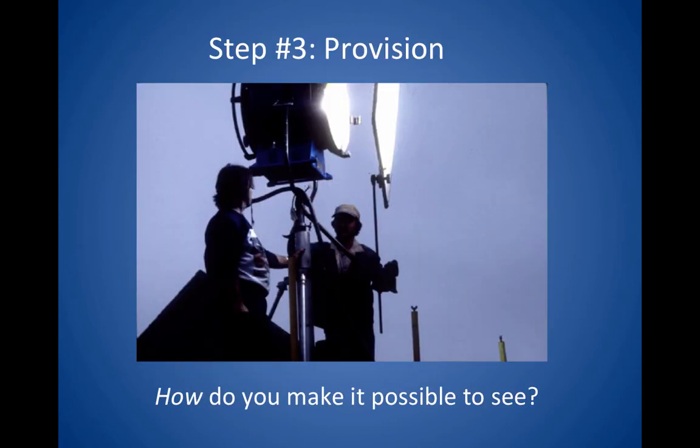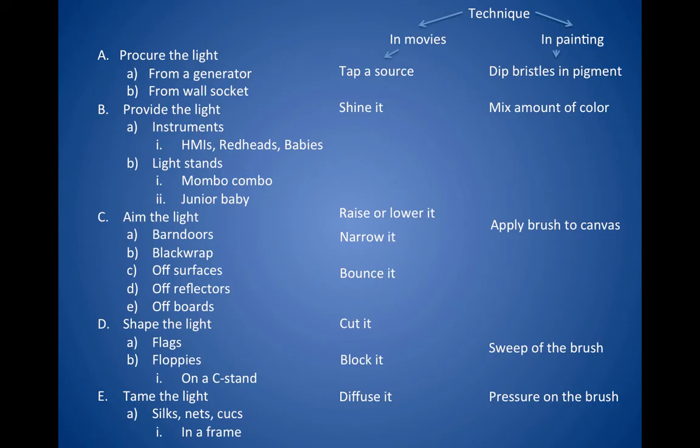The third thing we need to do is we have to provision the light with electricity. So how do we make it possible to see? Where does the energy come to light our instruments? And we have to procure the light. In painting, it's easy. We dip the bristles in pigment, we mix the color. But in movies, we have to tap a source of electricity, so we have to figure out whether it's coming from a generator or wall sockets.